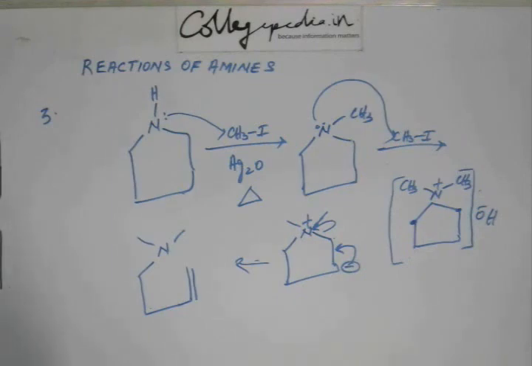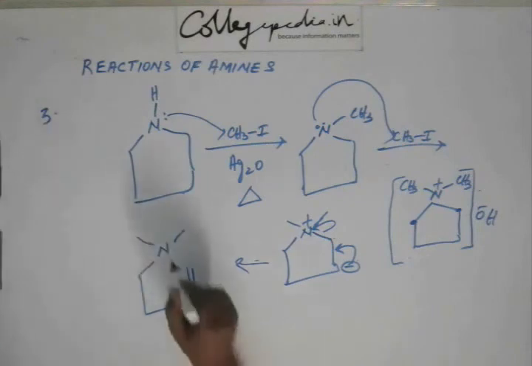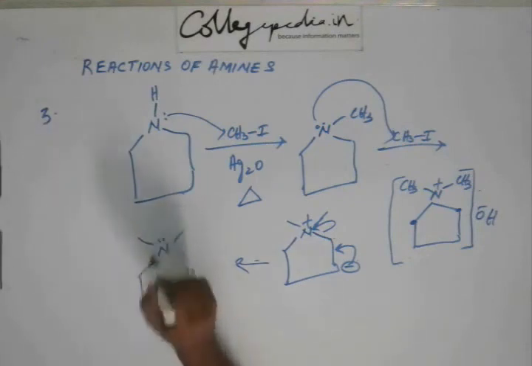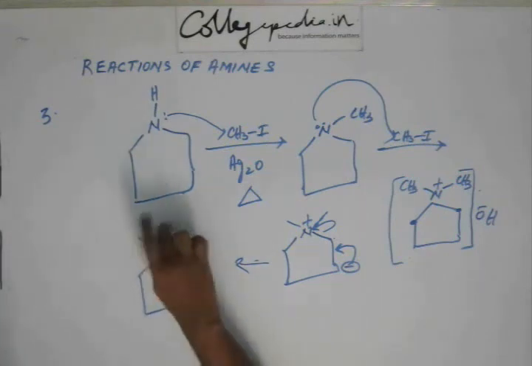Fine. I told you there is no dearth of this methyl iodide. The nitrogen again develops a lone pair. So there will be further reaction and more methyl iodide is going to be attacked by this nitrogen.